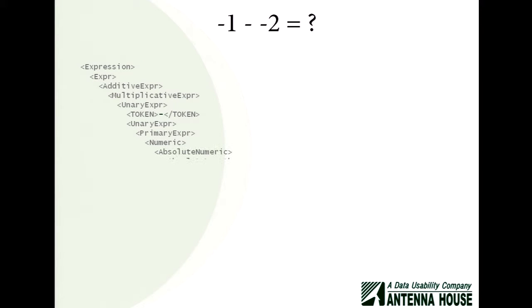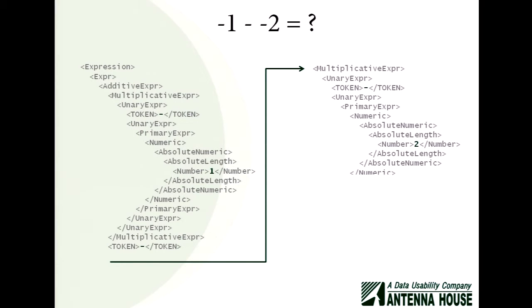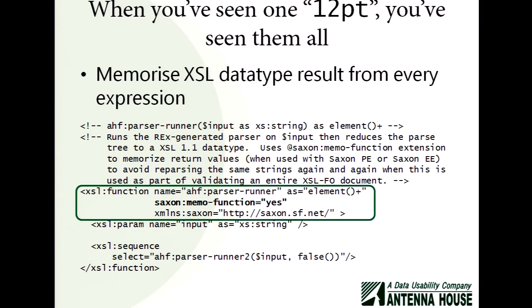But the end result is that it can parse expressions like -1, -2, except Rex produces a parse tree that looks a whole lot like that. But before it gets passed back to the Schematron, there's some other XSLT that just cleans it up and decides that it's a number with a value of 1 positive, and it's not 0. So all of this is run using XSL functions. The Schematron compiles to XSLT, and it can use the XSLT functions.